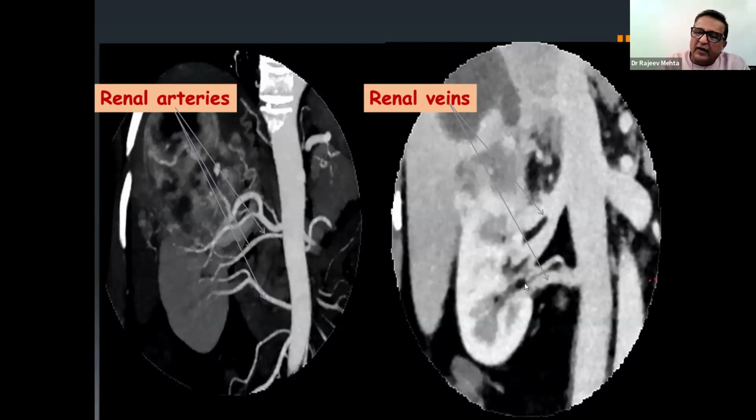Now, the lower pole of kidney, you can see the renal vein is draining into the IVC at a much lower level, while the upper pole renal vein is seen draining into the IVC at a higher level. Now, this case has a very nicely located endophytic and exophytic mass in the upper pole of the right kidney. This is the arterial phase showing the renal supply. You can see the right upper polar branch of the right renal artery is supplying the mass over here.